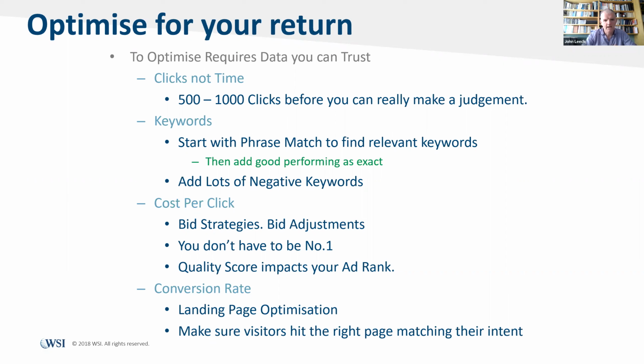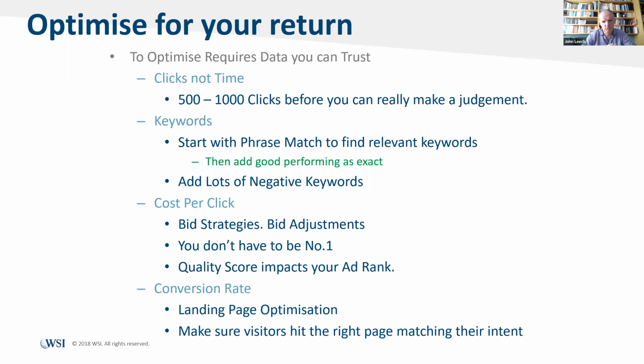Cost per click: you've got to look at bid strategies and bid adjustments. You can also look at your performance by device. So if you see that your desktop searches work much better than mobile searches, then you can increase your bid on desktop and get more desktop traffic, for example, which is a really good optimization technique. And you don't have to be number 1. You need to be in the top 3 generally to get traffic and traction.